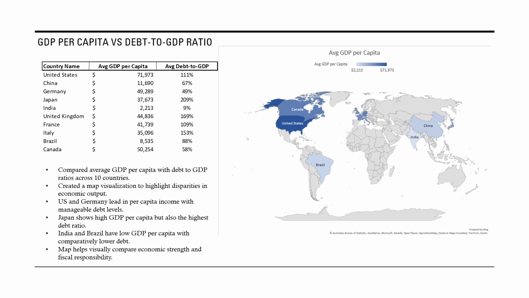This slide represents GDP per capita versus debt to GDP ratio. I compared average GDP per capita with debt to GDP ratios across 10 countries and created a map visualization to highlight disparities in economic output. US and Germany lead in per capita income with manageable debt levels. Japan shows high GDP per capita but also the highest debt ratio. India and Brazil have low GDP per capita with comparatively lower debt. The map helps visually compare economic strength and fiscal responsibility.